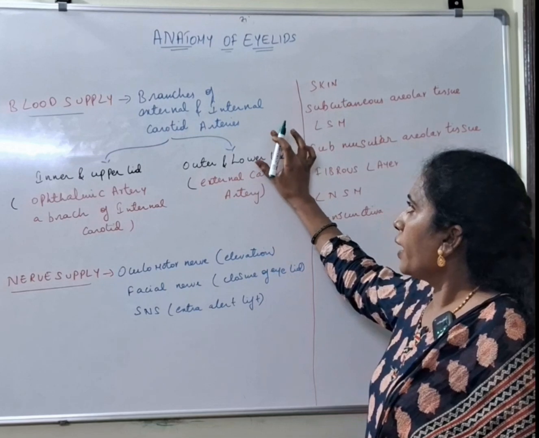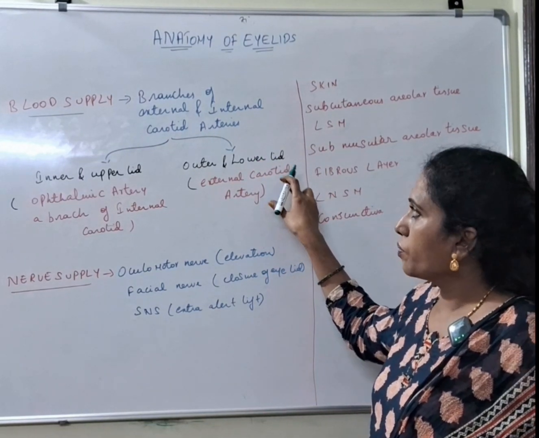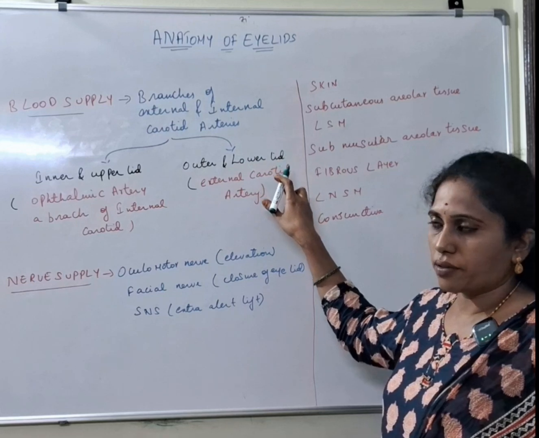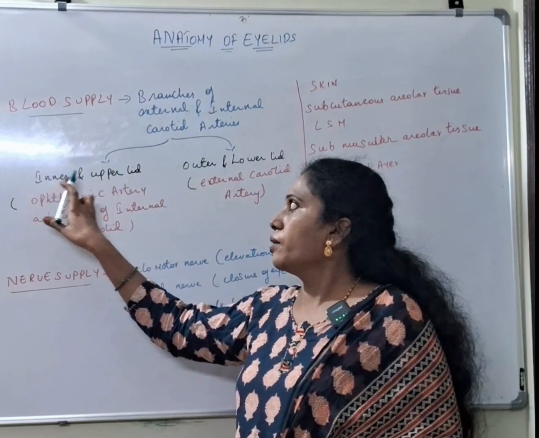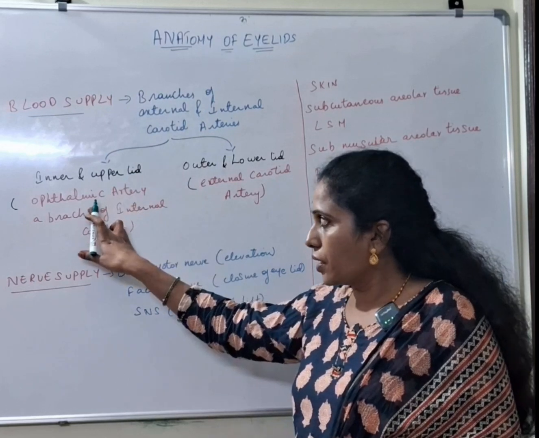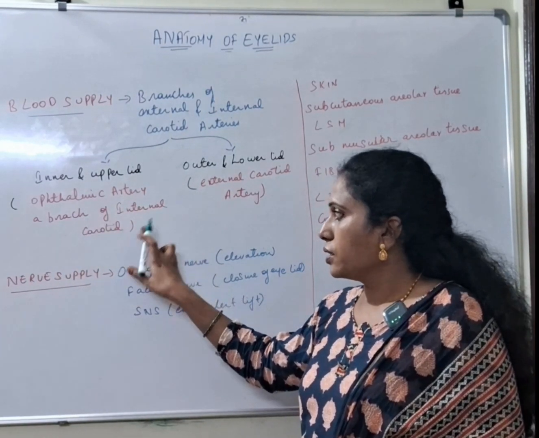And the outer and lower eyelid receives blood from the external carotid artery. Outer means the outer part, and the lower eyelid receives blood from the external carotid artery, and the inner part and upper eyelid receives blood from the ophthalmic artery, which is the branch of the internal carotid artery.